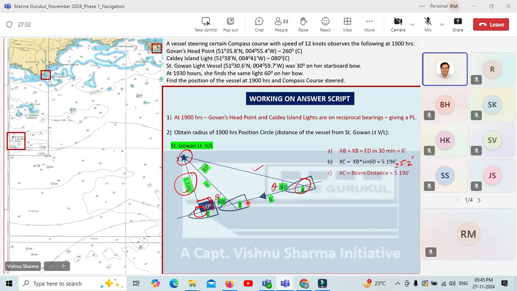Yes or no, beta? See, it is coming on the screen. XC is the beam distance 5.196. Now, XA will be equal to beam distance upon sine 30 because sine 30 will be equal to beam distance upon XA. And you get this distance X to A as 10.4 miles. Yes or no, beta? Please let me know.